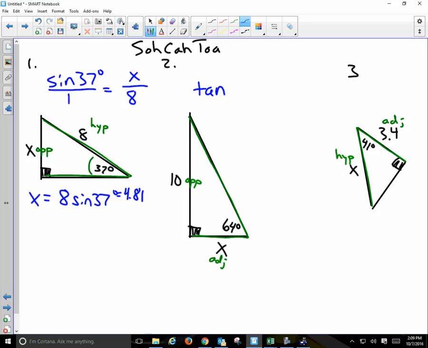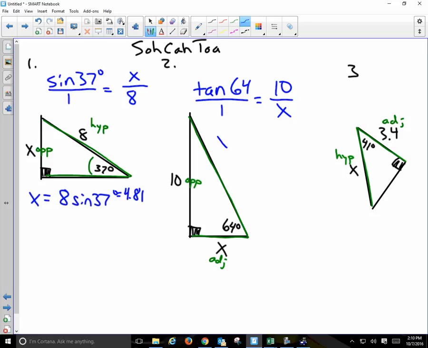Opposite and adjacent. So tangent of 64 over 1 is equal to what? 10 over x. Notice how this is different. The x is in the denominator. So we'll have to take 2 steps as we solve this.